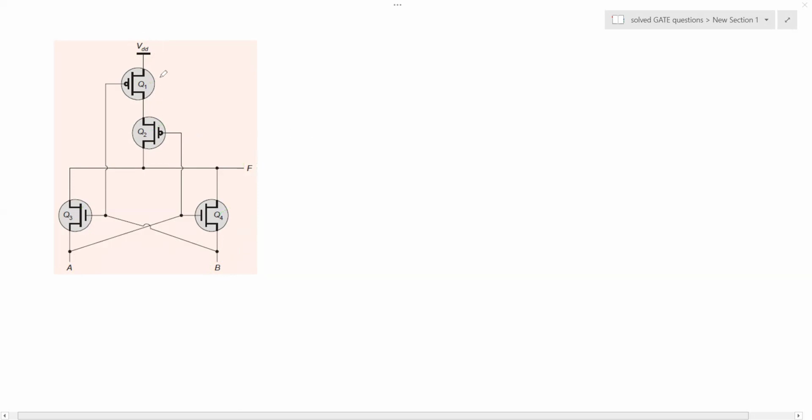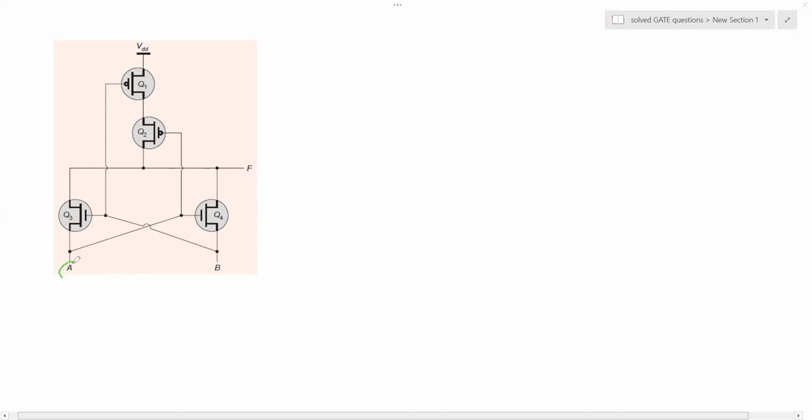So the upper two transistors, which are connected in this fashion, that is Q1 and Q2, are PMOS. And these two transistors, Q3 and Q4, are called NMOS. So we can identify them by their symbols. Here you see the bubble on the gate pins, and here you don't have it. So obviously Q3, Q4 are NMOS, Q1, Q2 are PMOS. So let's have a connection understanding.